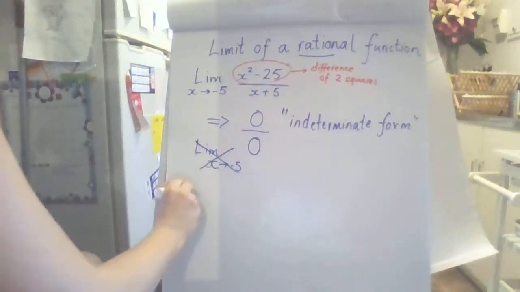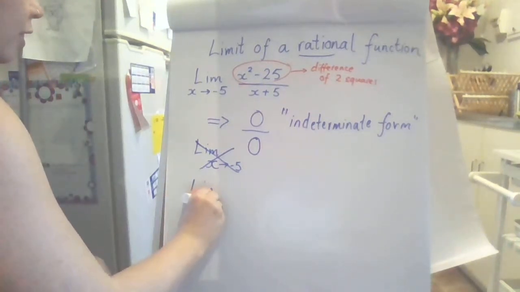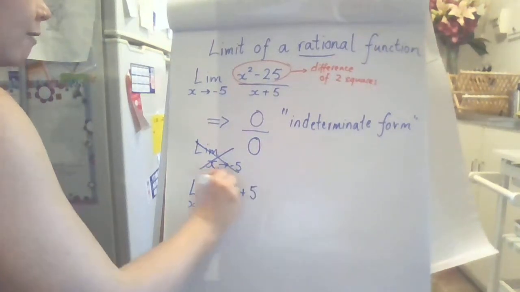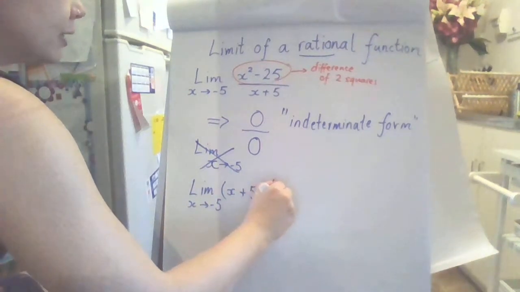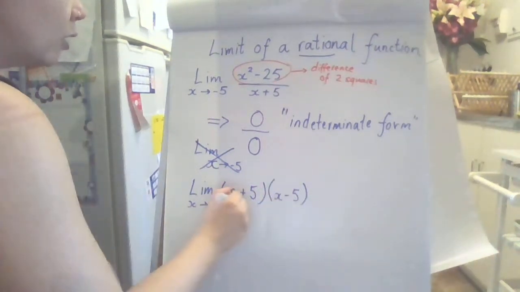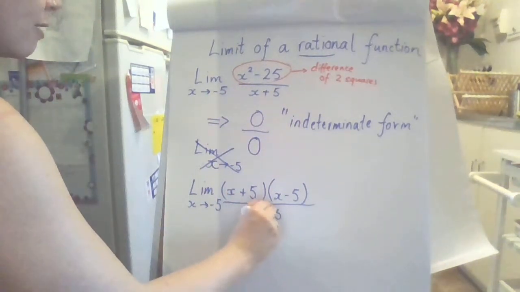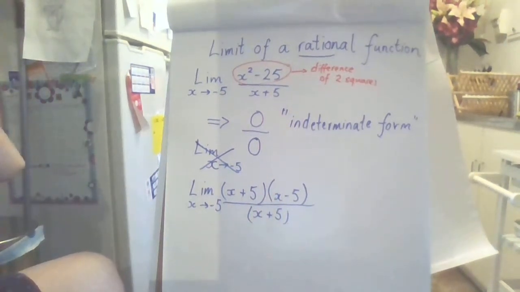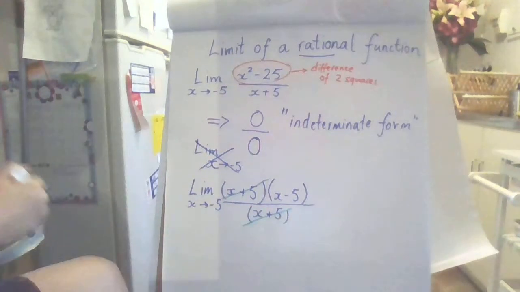Sorry, let's write it down here a bit better. Limit as x tends to -5 of x plus 5, x minus 5, this is the factorisation of the numerator I'm doing, all over the denominator of x plus 5. Alright, so what's our common factor here? We've got x plus 5 as a common factor, so that factor goes.